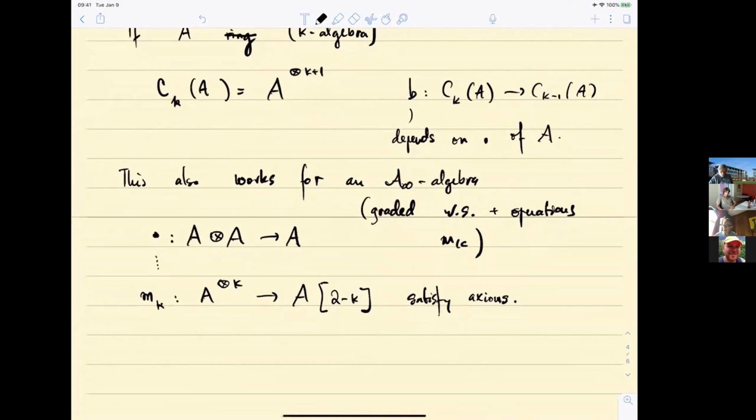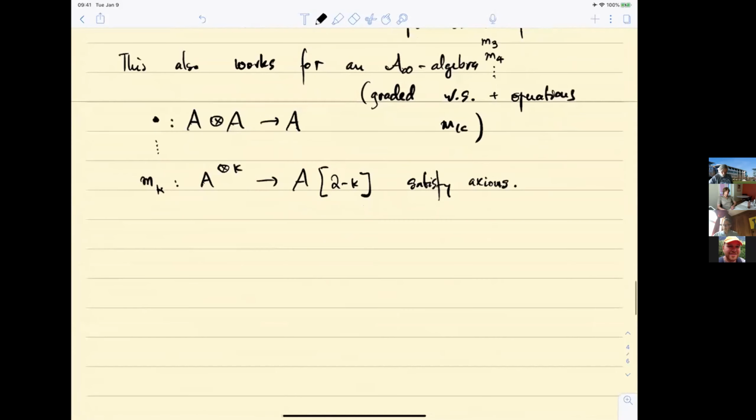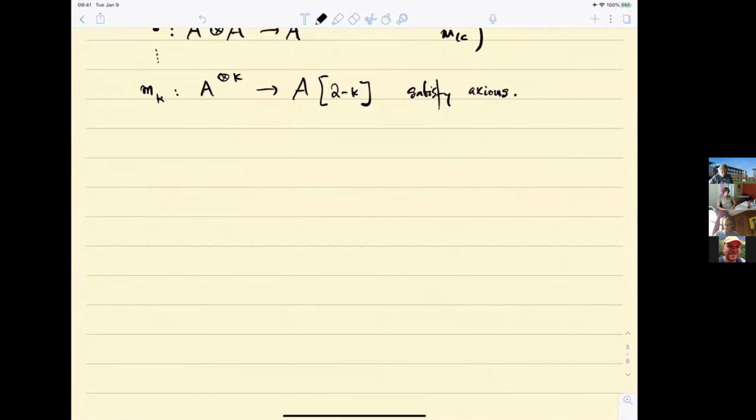And the Hochschild chain stays the same, but this operator B now depends on all the operations. So it's defined in a very similar way, and I'm not going to say much more about this. And the statement is that this C star of A with this differential B forms a chain complex. And I define the Hochschild homology of A as the homology of it.